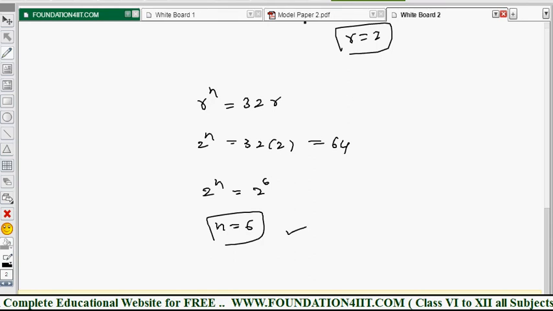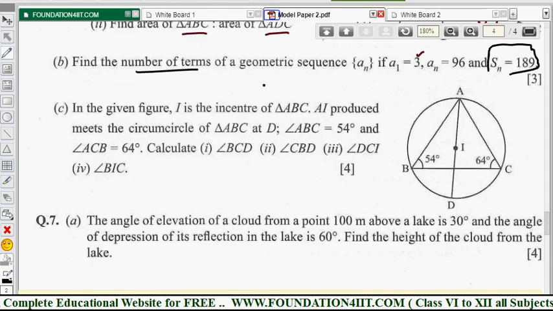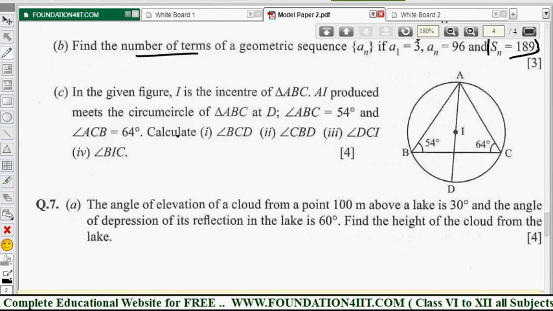We can confirm that. Now let us see this geometry question 1. In the given figure, I is the incenter. See, I is the incenter of triangle ABC, and I is not the center of the circle. I is the incenter of triangle ABC, and AI is produced to meet the circumcircle of triangle ABC at D. Angle ABC is 54 and angle ACB is 64. Calculate angle BCD.